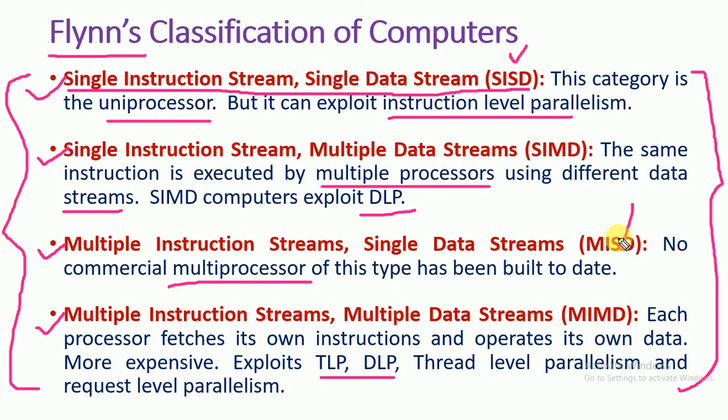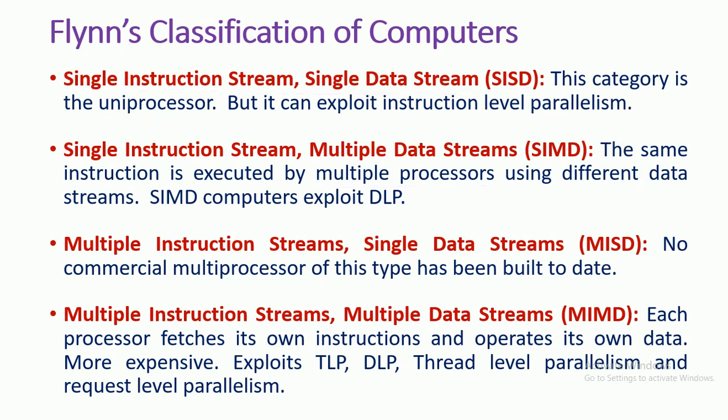In that, MISD is not yet being implemented, nowhere it is being utilized, but the other three are very common. For an exact multiprocessor, the fourth category is most commonly used, and the first and second, for both instruction level and data level parallelism, are also being utilized. So that is all about the different classifications.